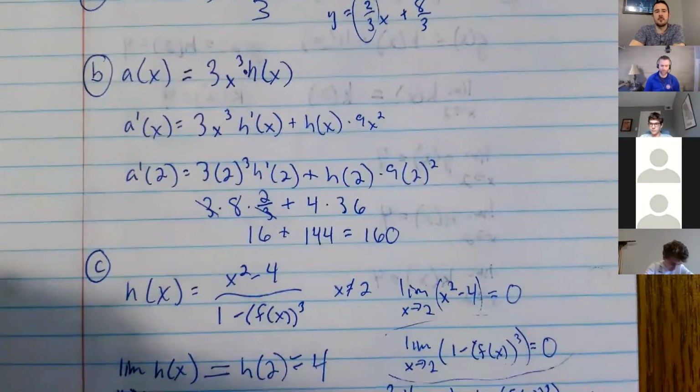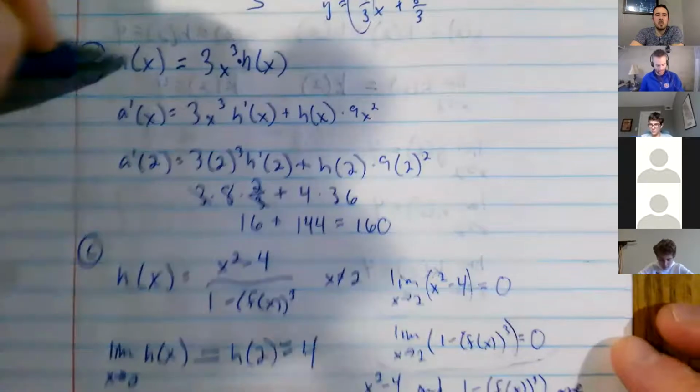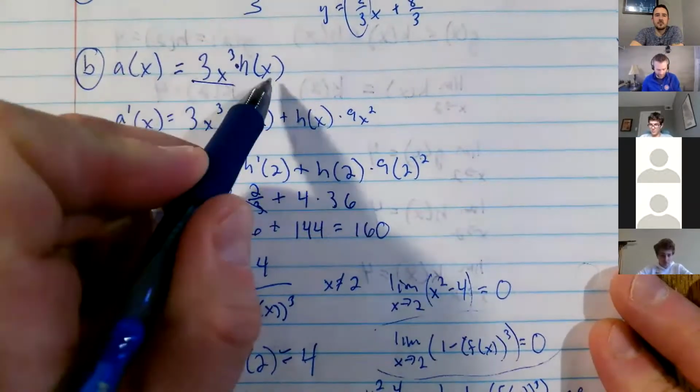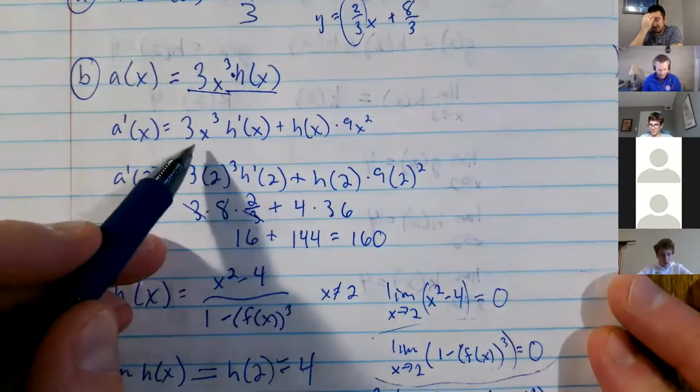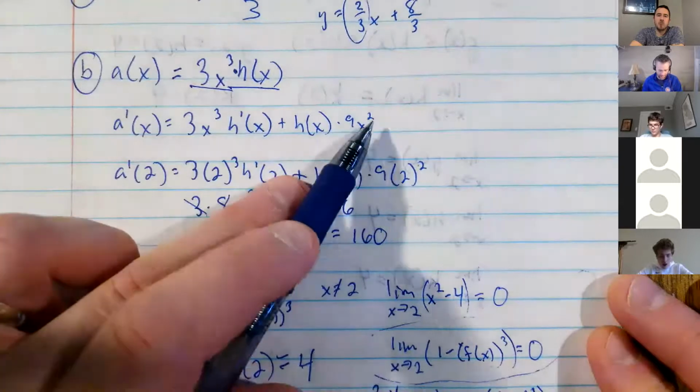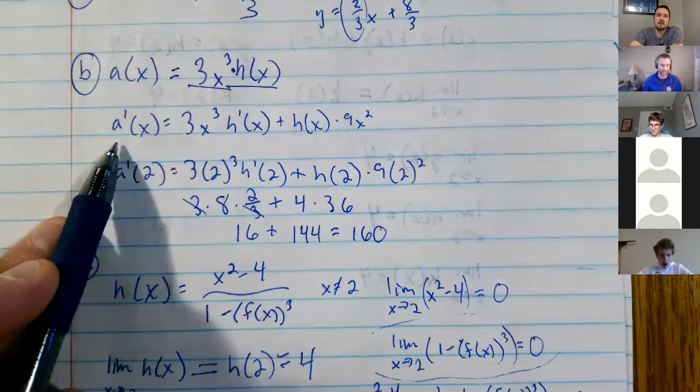So for B, it says let A be the function given by a of x equals 3x cubed times h of x. Find an expression for a prime of x, and then find a prime of 2. First of all, a of x, I just wrote that down, and then I found the derivative. Now remember, this is just a product, 3x cubed times h of x, so I use the product rule: 3x cubed times h prime plus h times 9x squared. So that would be the first part.